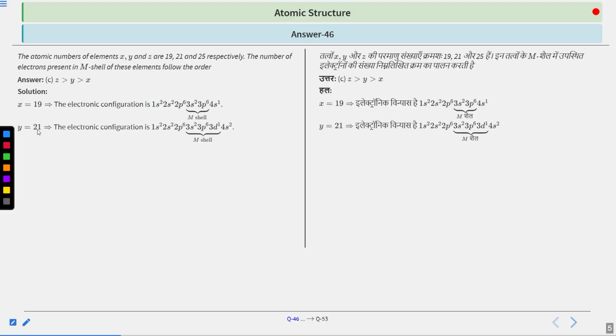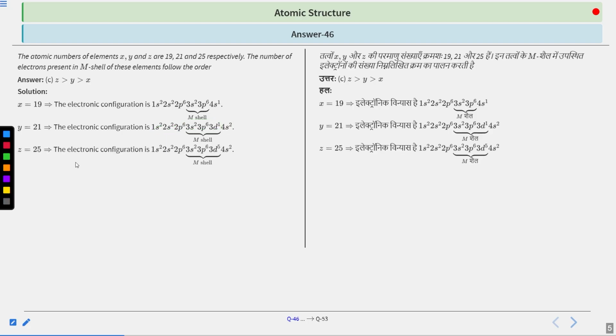Similarly, if you write it for 21, then the electronic configuration is 1s2, 2s2, 2p6, 3s2, 3p6, 3d1, 4s2. Again, n equals 3 is the M shell, so those electrons go to the M shell. This is K, L, M, and this is N. So how many electrons in total? 6 plus 2 plus 1, that is 9 electrons in the M shell.